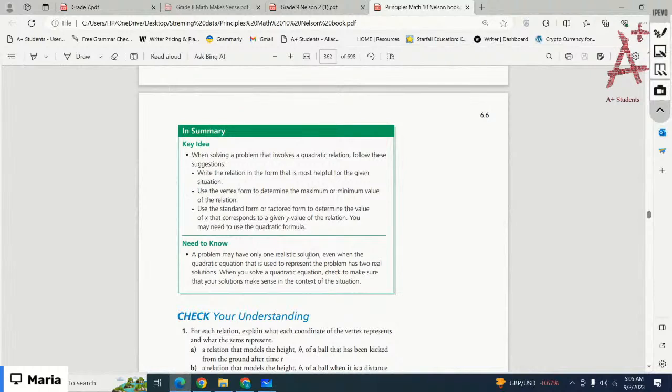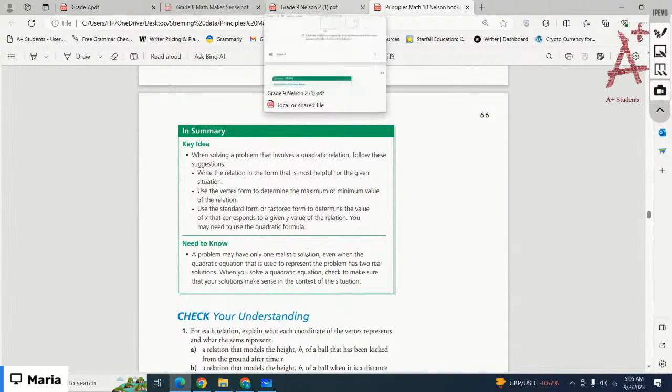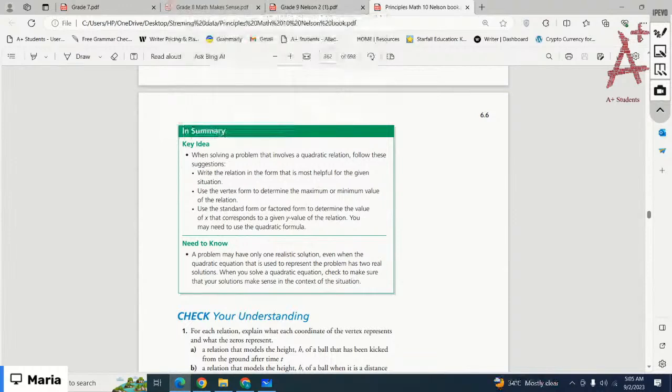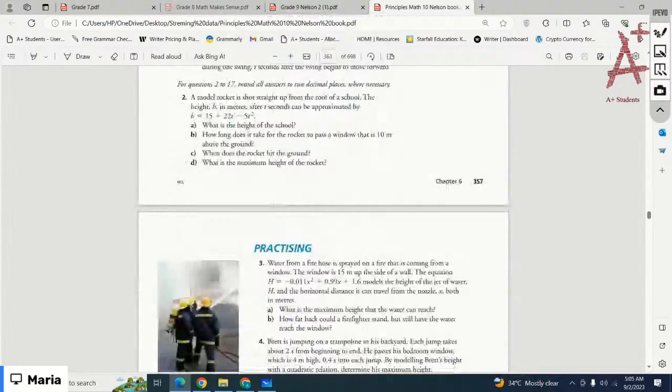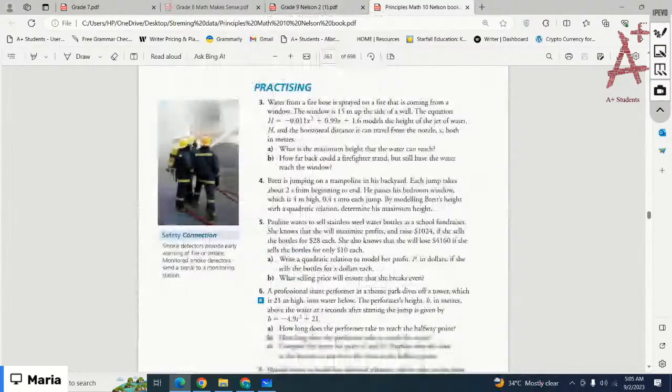A problem may have only one realistic solution, even when the quadratic equation that is used to represent the problem has two real solutions. When you solve a quadratic equation, check to make sure that your solution makes sense in the context of the situation, right? Okay, let's just start with the practice questions. Let's start with question number 3.